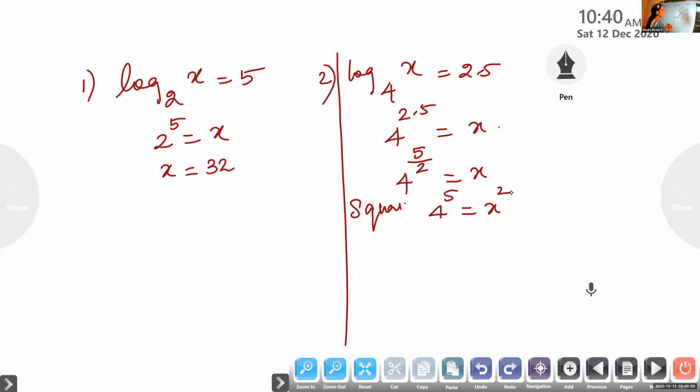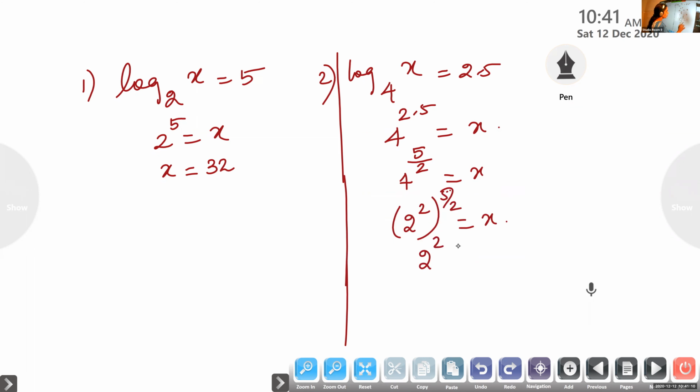Or, okay, no need to square it, children. Squaring will become a lengthy one. 4 raised to 5 by 2 is x. Now what is 4? It is 2 square, raised to 5 by 2 is x. So that is 2 raised to 2 into 5 by 2 is x. So what is the value of x? x is again 2 raised to 5, which is 32.